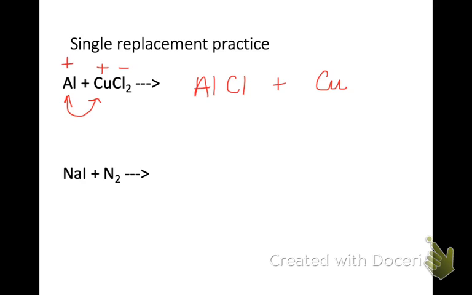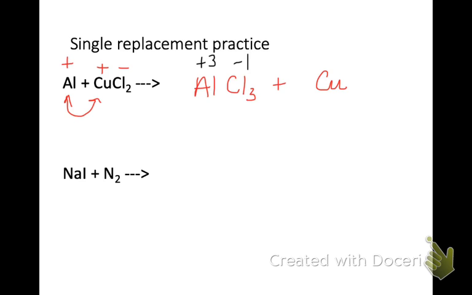Your second step will be to look at your compound and make sure that you have a neutral compound. Aluminum has a +3 charge, and chlorine has a -1 charge. To make this a neutral compound, I crisscross my charges, and I end up with AlCl3. The second question you need to ask yourself is, is my single element one of the diatomic 7? Copper is not a diatomic atom, so I do not need to put a subscript of 2 with it.